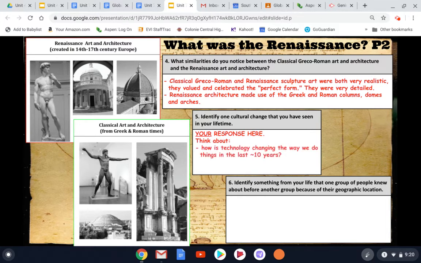But consider these things. Think about, how is technology changing the way we do things in the last 10 years? Think about some of the old movies and shows. Talk to your older siblings or your parents. What kinds of technology did they use that's very different from what you're using today? And also think about, are art forms or language different from your parents' generation? So take a moment to respond to that. You can pause the video here if you want.